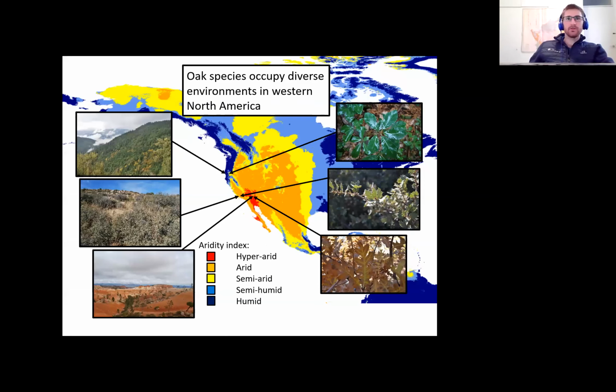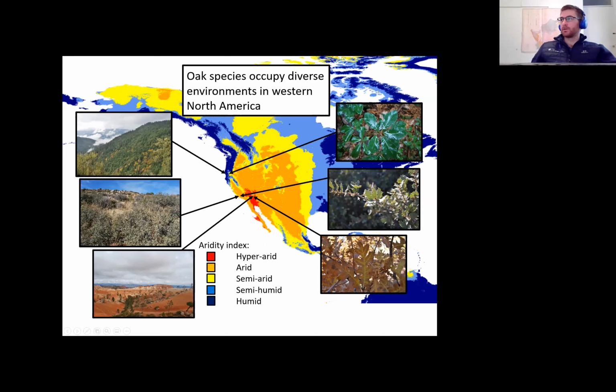So we had a diversity of oaks. These oaks occupy, as I alluded to earlier, very, very different environments within North America. They occur in temperate rainforest up in the Pacific Northwest near Oregon, and then the environment becomes drier as you move further south until eventually you get into the deserts of the Southwest. These are some very, very dry deserts. Some of them are high elevation deserts, as you can see in this image here. This is Bryce Canyon in Arizona, I think.